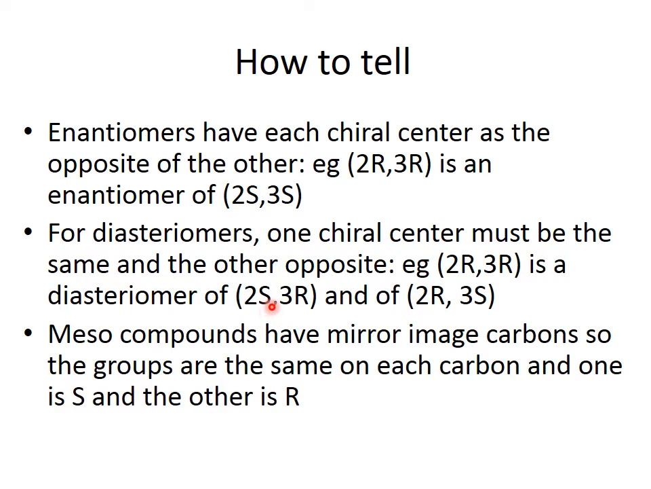However, if I compare this to this, they look like they'd be enantiomers. If the groups on the 2 are the same as the groups on the R, then they are a meso compound. If they have different groups on the S and the R, they can't be meso compounds. There has to be that plane of symmetry. So you must look and make sure that the groups on each carbon are the same. And then the S is a mirror image of the R, and it's a meso compound.